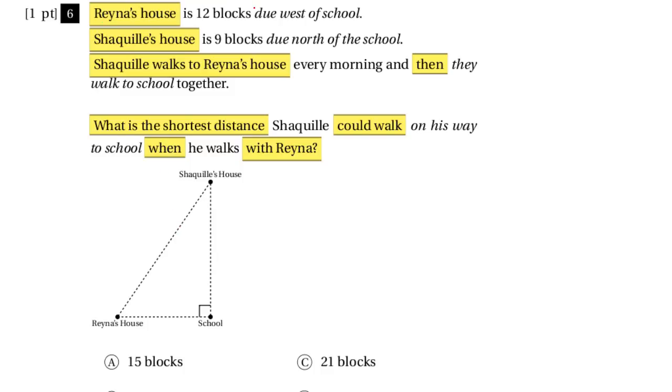Raina's house is 12 blocks due west of the school. So Raina's house is 12 blocks west of the school. Shaquille's house is 9 blocks north of the school. So 9 blocks north of the school. So this side is 9.